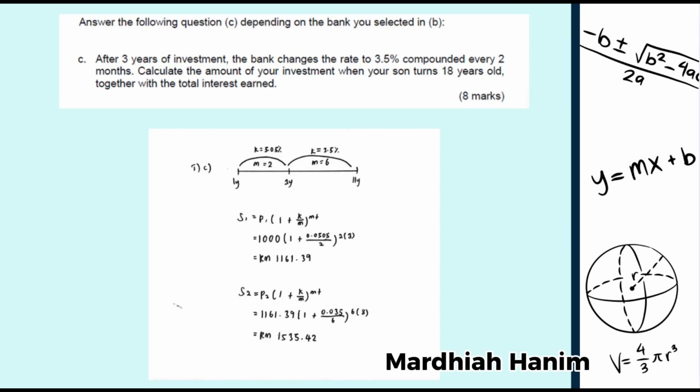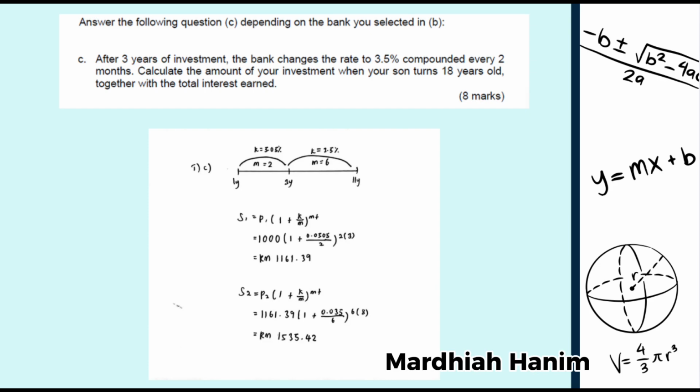So here we have 2 calculation steps. So first, we have to find the future value 1. So 100,000 open bracket 1 plus 0.0505 per 2, close bracket, 2 times 3. And the answer is 116,139. And we have to bring the answer to the second calculation. So 116,139, open bracket 1 plus 0.035 per 6, close bracket, 6 times 8.